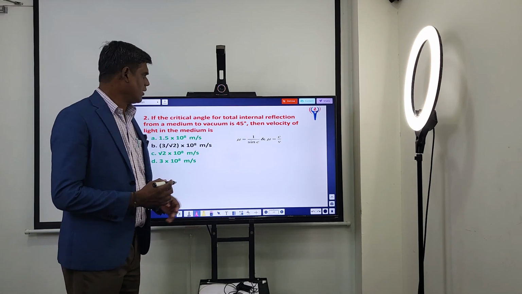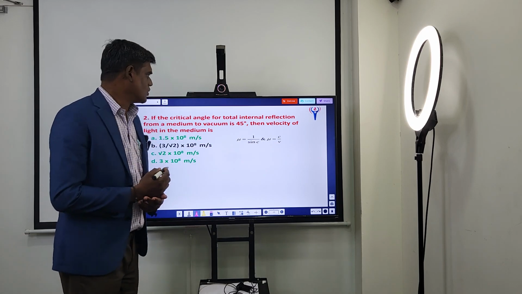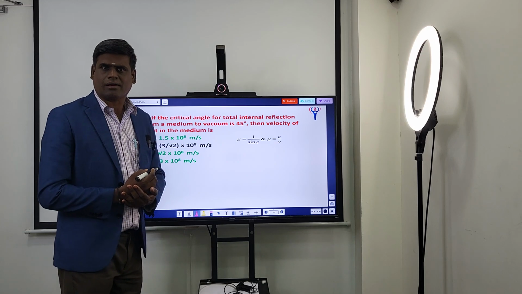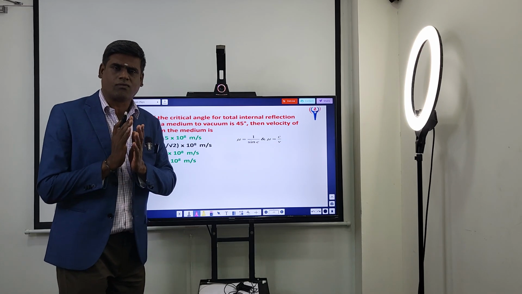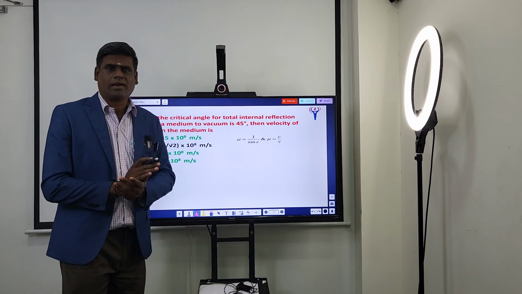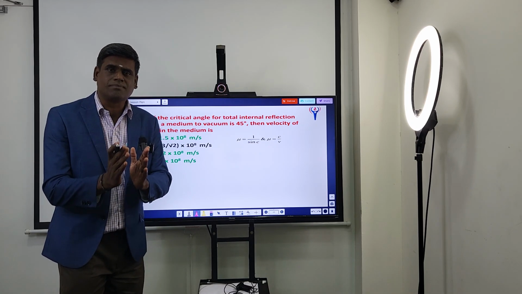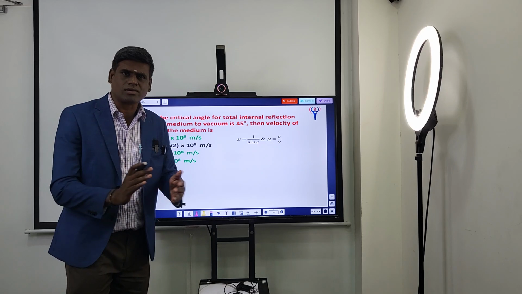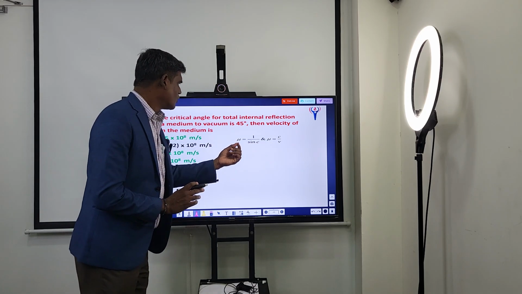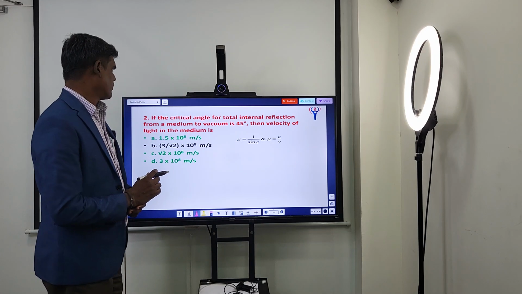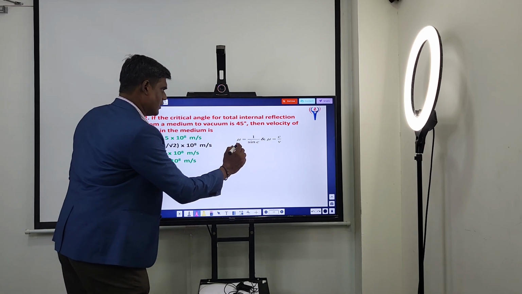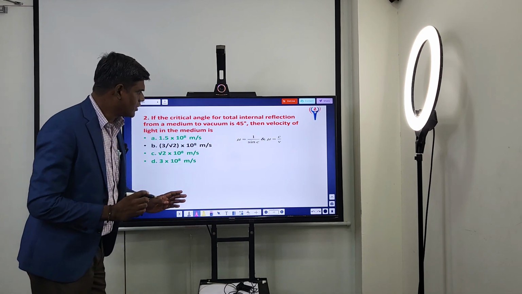We know the formula, the relationship between mu and sine C. What is C? C is the critical angle, which is very important for total internal reflection. What is total internal reflection? It is the basic principle for propagation of light through optical fiber. Then mu equal to 1 by sine C, and the critical angle value 45 degree is given. So we are using two formulas.